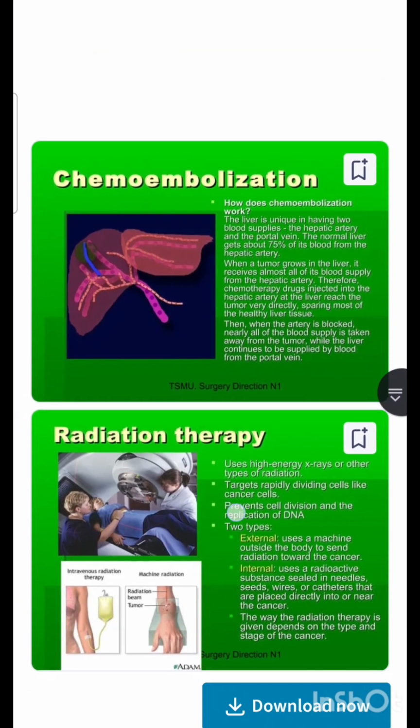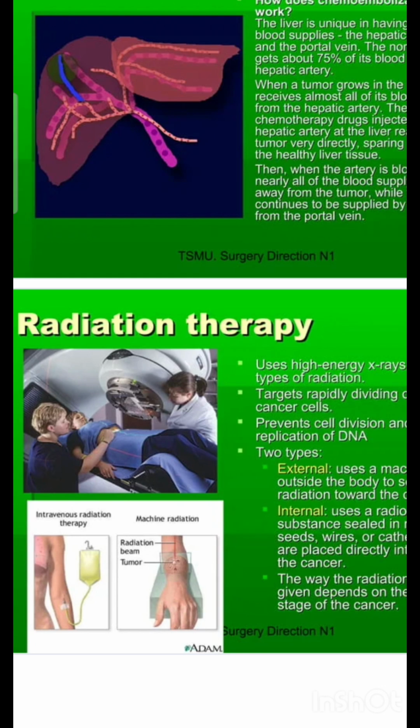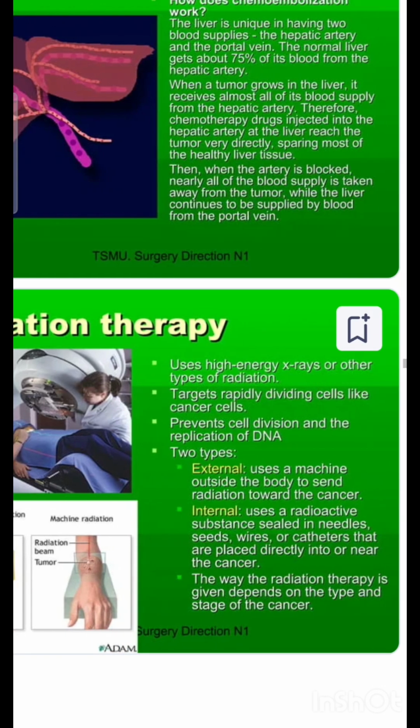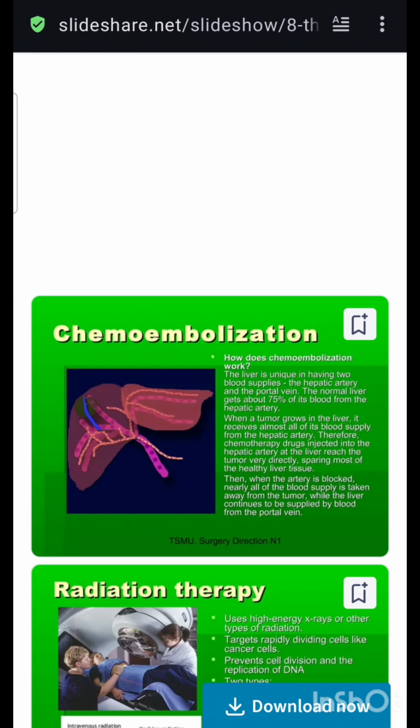Radiation therapy can also be done. Radiation therapy uses high energy X-rays or other types of radiation that target rapidly dividing cells like cancer cells, preventing cell division and replication of DNA. You have external radiation therapy and internal radiation therapy. Radiation directed towards the cancer from a machine outside is external. All of this depends on the case. Chemoembolization is blocking of the hepatic artery.